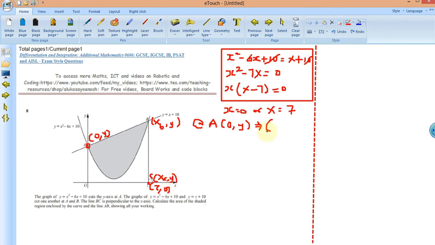So you can see that the x coordinate of b is the same as the x coordinate of c. So I can put that xb coordinate is the same thing as xc coordinate and is equal to 7. Okay, guys.